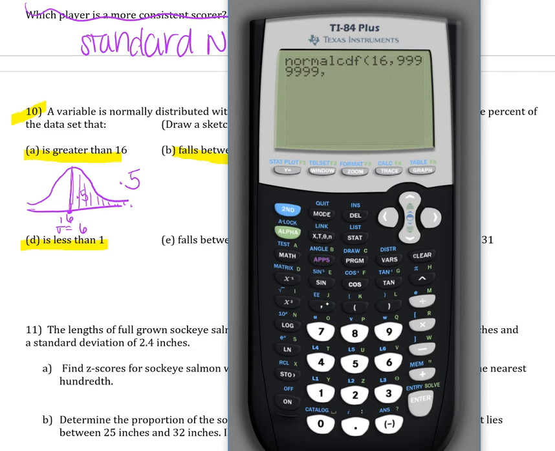The next number is your mean, and then your standard deviation. Lucky for you guys, or at least most of you, hopefully you have the prompt screen so you don't have to remember the order of those numbers. And I hit enter. Now obviously you see it's 0.499999, but that rounds to 0.5.